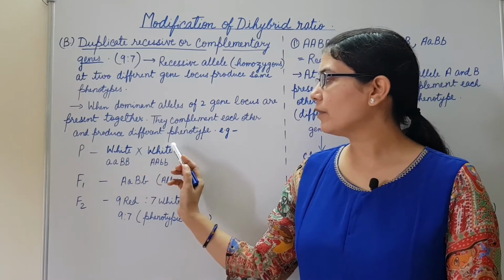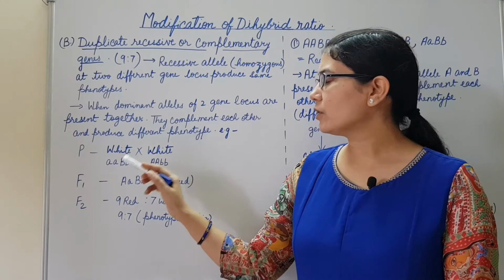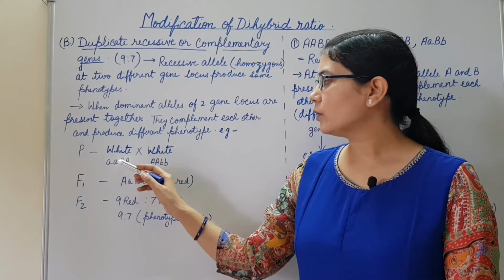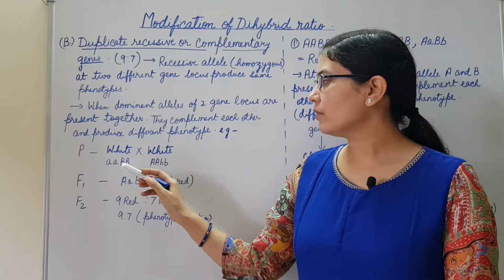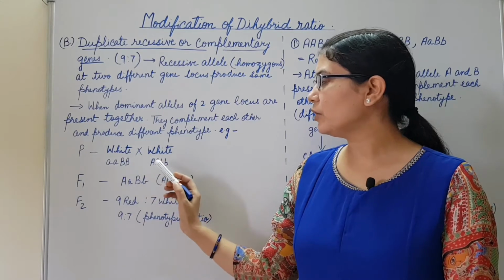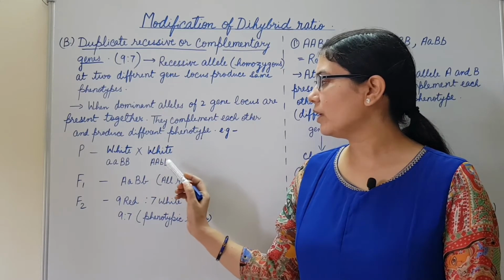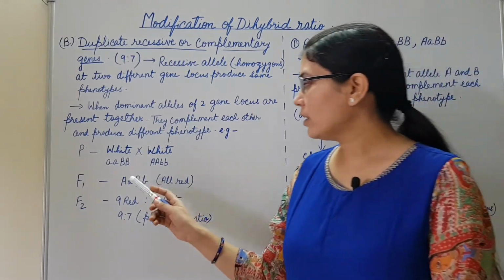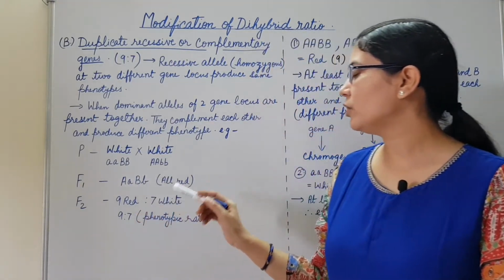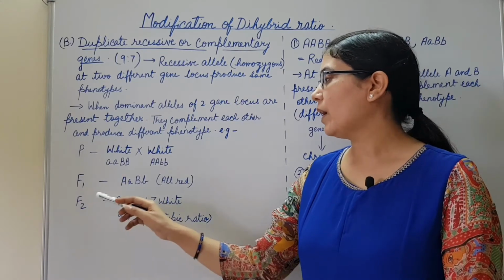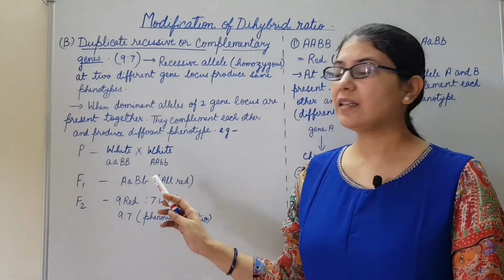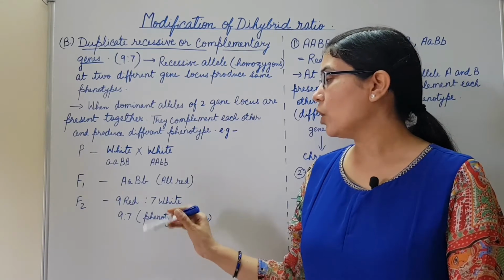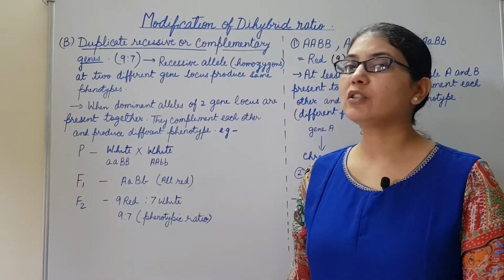Two parental generations are crossed, both having white flower color. One has the homozygous recessive A gene and homozygous dominant B gene, the other has the homozygous dominant A gene and homozygous recessive B gene. The F1 generation is heterozygous for both the genes and these are all red. The F2 generation has 9 red flower plants and 7 white flower plants. So the phenotypic ratio is 9:7.